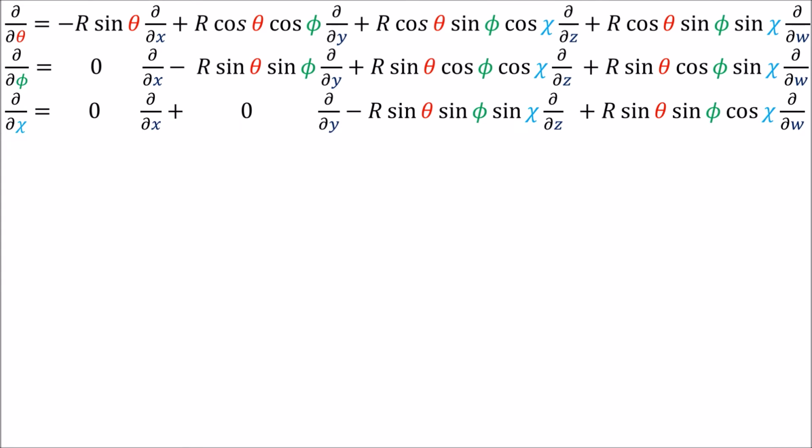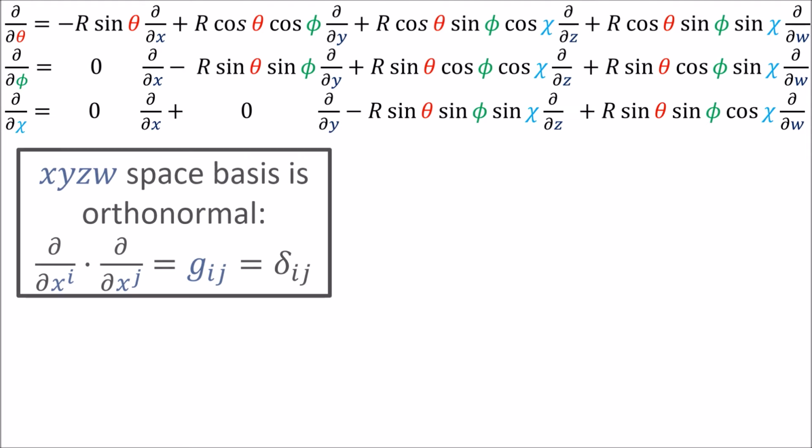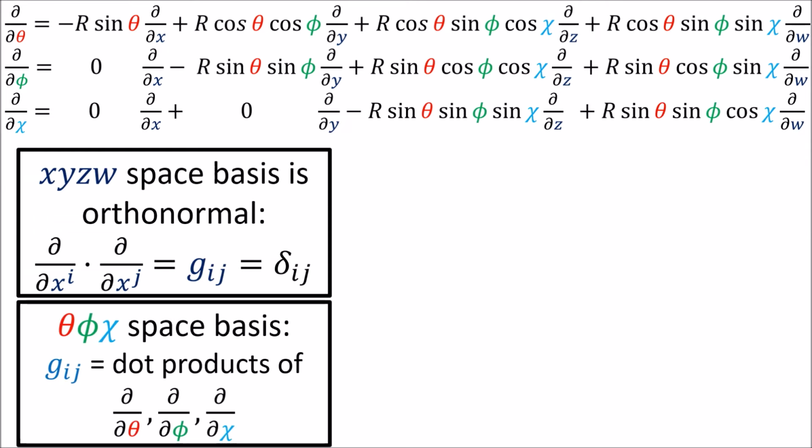Now, there are two different metrics we can use to analyze the geometry of the three-sphere. We could use the extrinsic XYZW metric of the surrounding four-dimensional space. And this is just the 4x4 identity matrix, or Kronecker delta, since the XYZW basis is Euclidean and orthonormal. Or we could use the intrinsic metric, which only uses the angle parameters theta, phi, and chi, where the metric components are the dot product of the theta, phi, chi basis vectors.